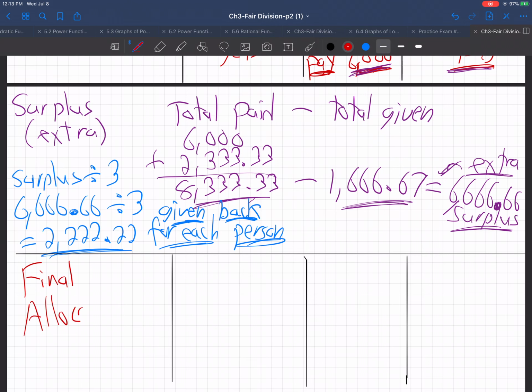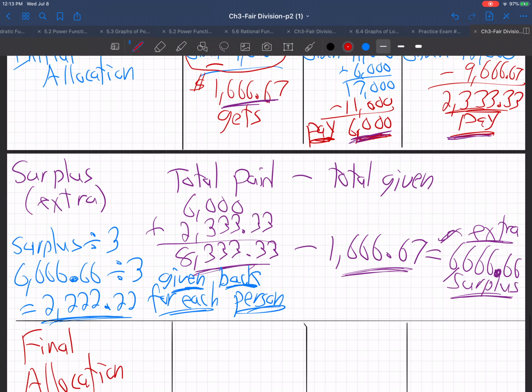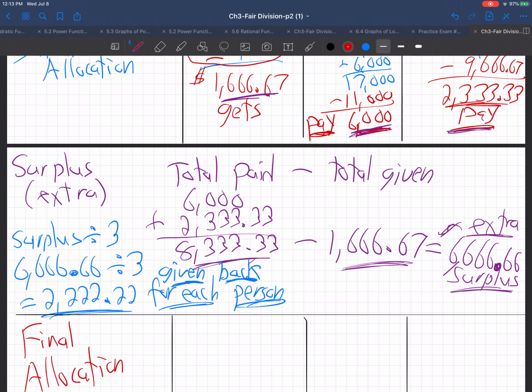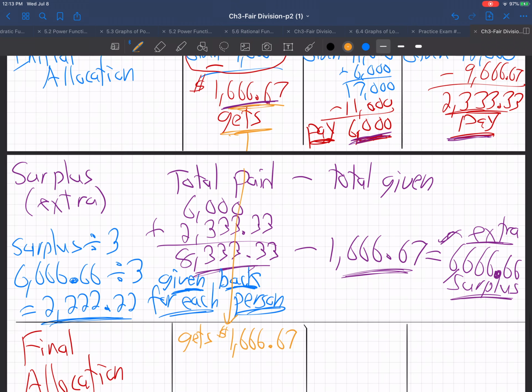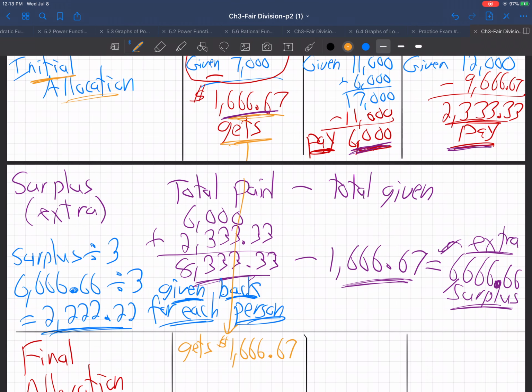Final allocation. So when all is said and done, how does it wrap up? Well, you go up here to what they originally got. So Abby, let's bring this down to there. Abby gets 1,666.67 out of the first allocation, right? That's what she got initially, the initial allocation. She gets that amount of money.